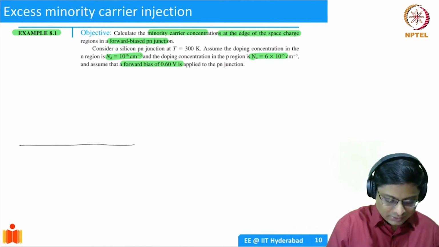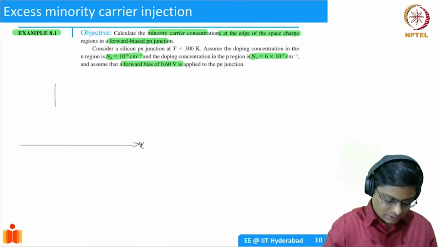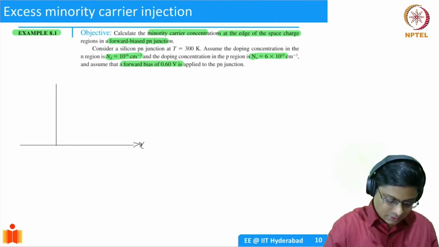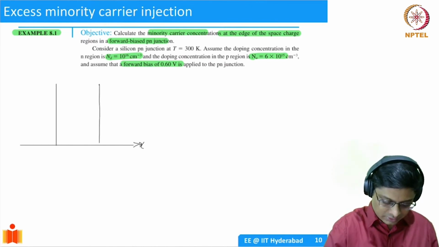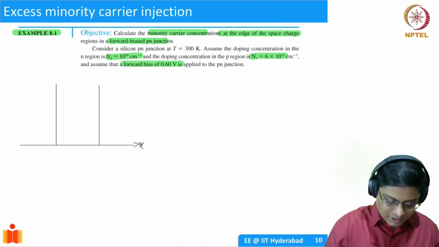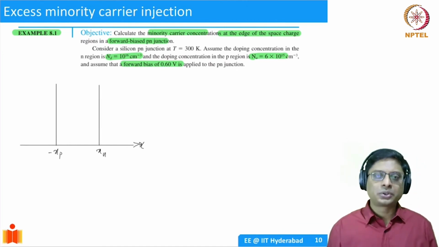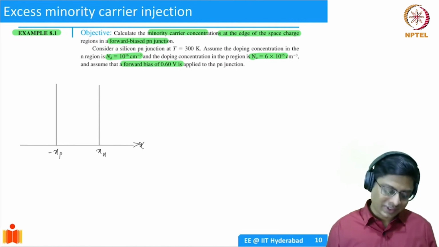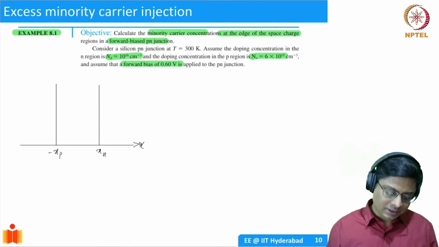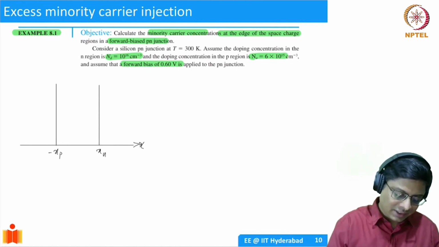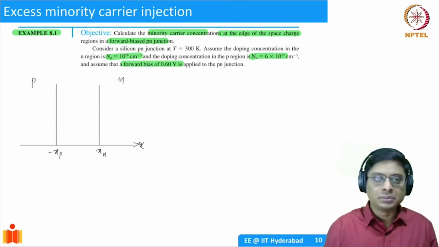So let me put this up. Let me say there is X, and then there is a depletion edge, and there's another depletion edge. So this is my Xn, this is my Xp. Okay. So I want to show the carrier concentrations here. So what will it be for the N-type semiconductor? This is N-type and this is P-type and this is in between depletion width.